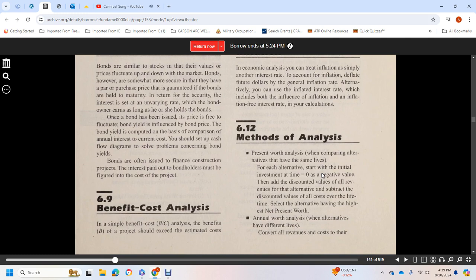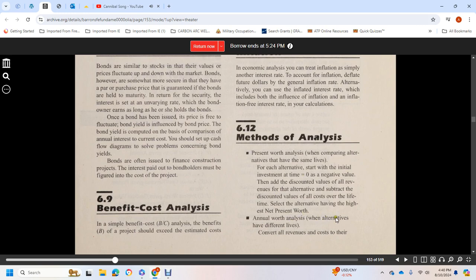6.12 Method of analysis. Present worth analysis, when comparing alternatives that have the same lives. For each alternative, start with the initial investment at time 0 with a negative value. Add the discounted values of all revenues, and subtract the discounted values of all costs for the lifetime. Select the alternative having the highest net present worth.